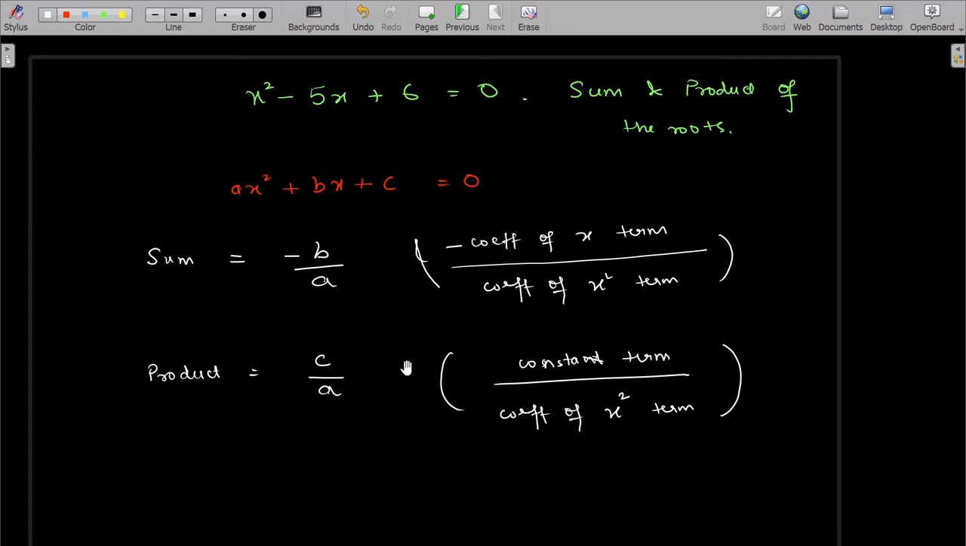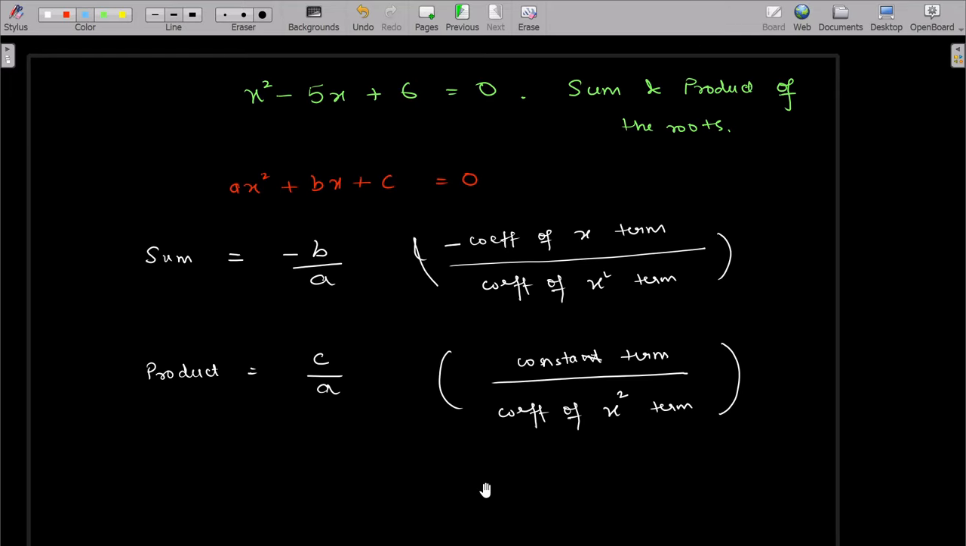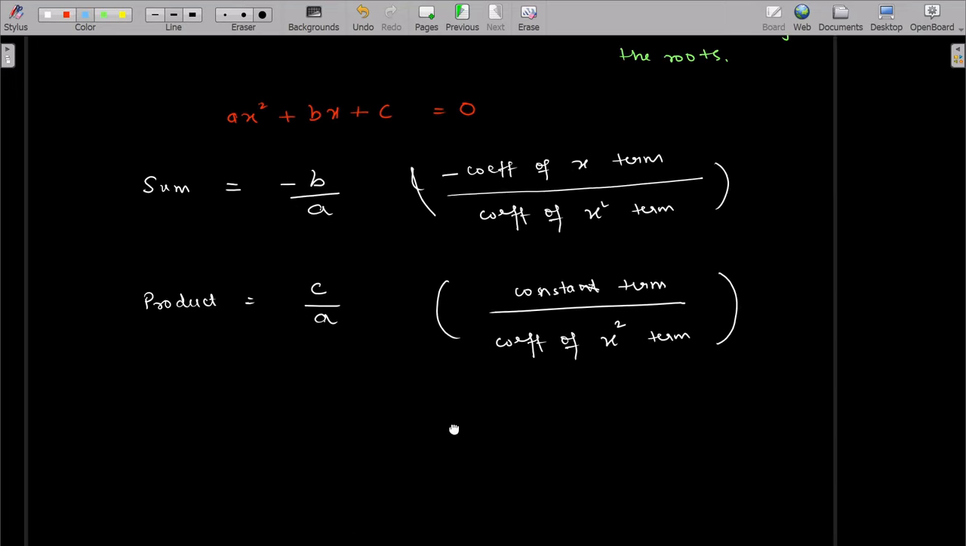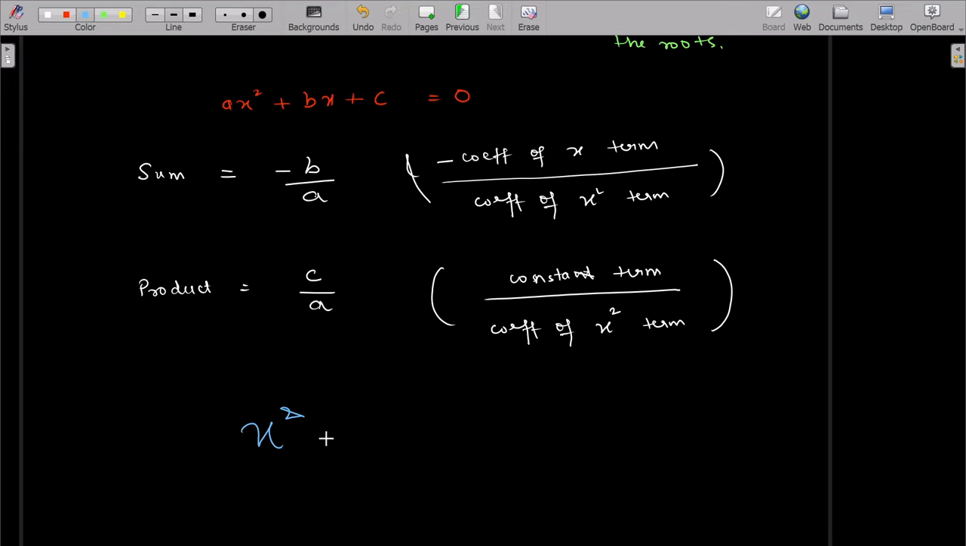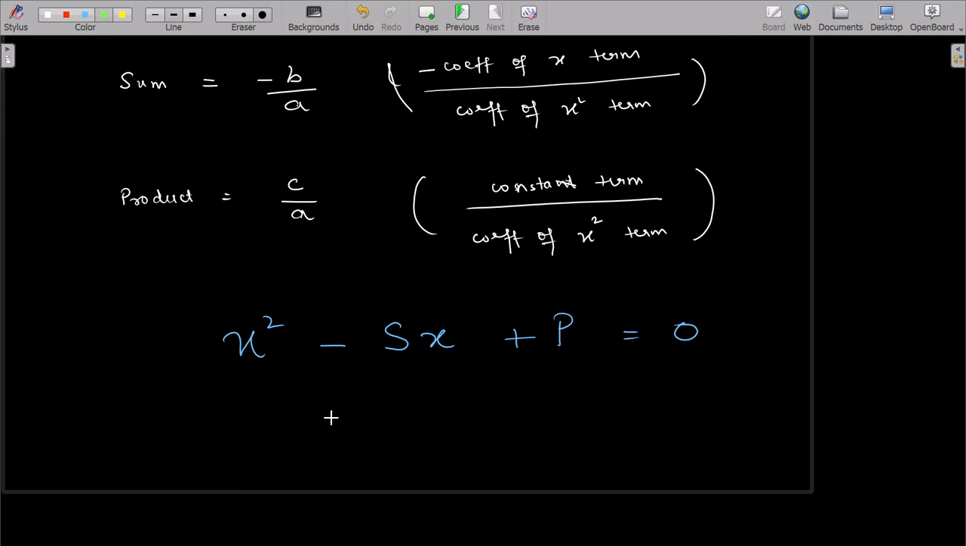Okay, one more thing: the quadratic equation is nothing but a relationship between the sum and the product of the roots. What I mean by that is that every quadratic equation can be written in this form as well: x squared minus s times x plus p is equal to 0, where s is the sum of the roots and p is the product of the roots.